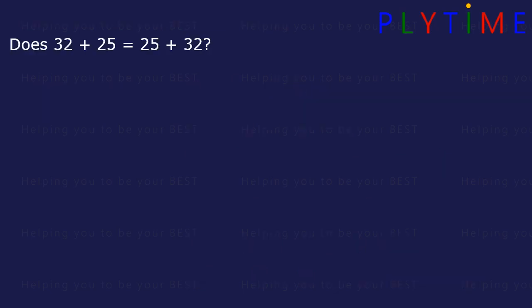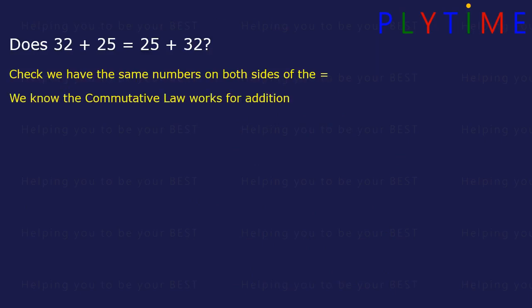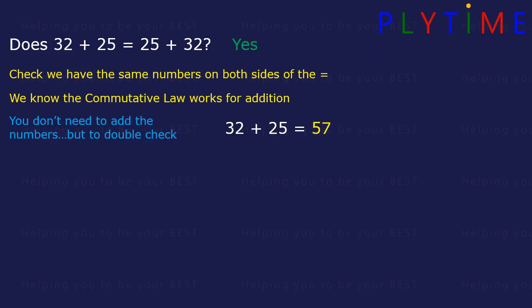Does 32 plus 25 equal 25 plus 32? First, check that we have the same numbers on both sides of the equal sign. We know the commutative law works for addition, so yes, it does equal the same. We don't need to add the numbers, but we could just double check. 32 plus 25 equals 57, and 25 plus 32 also equals 57. It's the same.